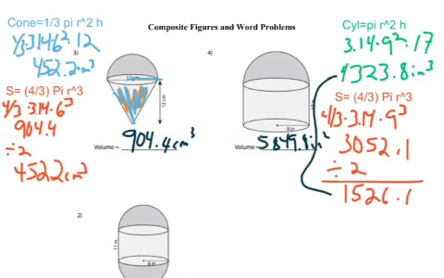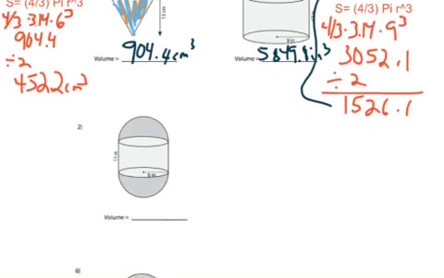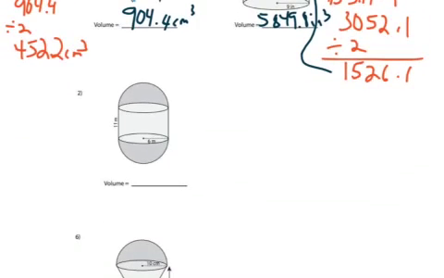Okay, moving on to number 2. This kind of looks like a pill. We want to find the volume of this, and one of the things you notice is we have a hemisphere on top and a hemisphere on the bottom. Put those two together and you end up with a full sphere.